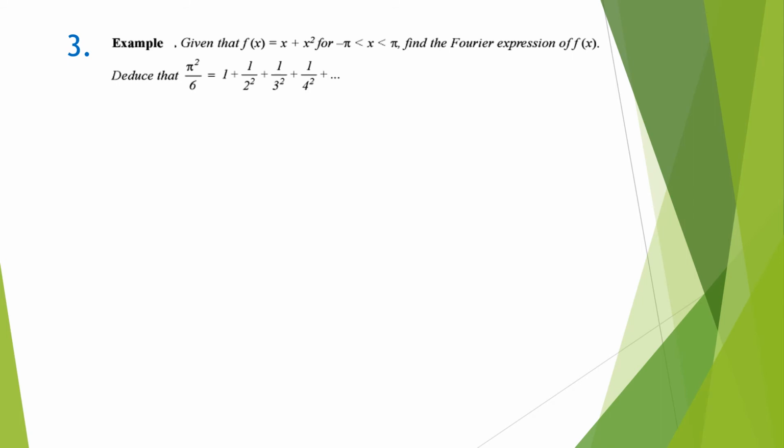Now we have the third case. Given that the function f(x) is equal to x plus x square for the interval minus pi to plus pi, it is continuous from minus pi to plus pi. Now we have to find the Fourier series expansion, that is, we have to find out a naught, then an, and then bn for this function, and prove that pi square by 6 is equal to this.